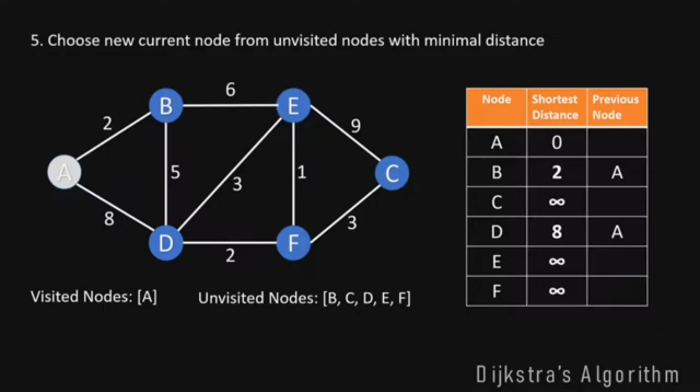When you look at our table, we have the distance of 0, but A is already visited. We have B as an unvisited node with the distance of 2, and we have D with a distance of 8. All the other nodes have distance infinity, so B has the current shortest distance of all unvisited nodes. This means that B becomes our current node.